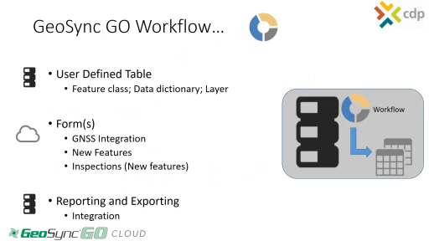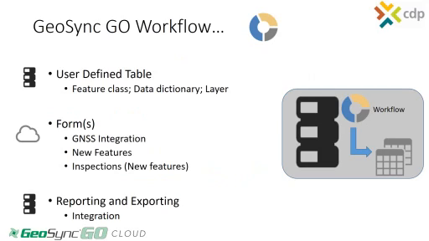A workflow itself is really a defined table, or what we might say is a feature class. It's also similar to maybe a data dictionary, if that's a term that you used, or a layer. So we've defined a table, we've defined a structure for collecting or capturing data. The workflow will have a form associated with it. That form might be designed to provide GNSS GPS integration.